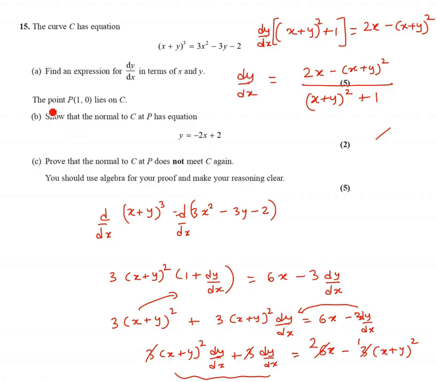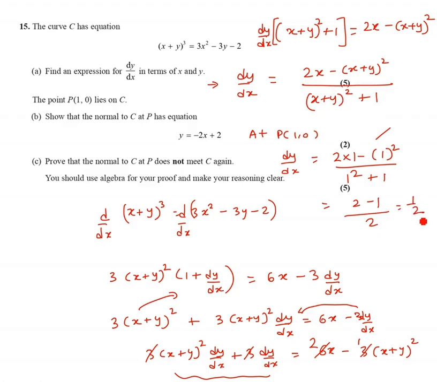Okay, now part B. The point P (1, 0) lies on C. Show that the normal to C at P has equation this one. So this is the gradient of the tangent. So let's work out the gradient at this point (1, 0). So at point P, dy over dx will be, we just substitute the value of x as 1, y is 0. So it will be 2 times 1 minus (1) whole squared, y is 0. So (1) whole squared plus 1. So this will give you 2 minus 1 over 1 plus 1, 2. So half.